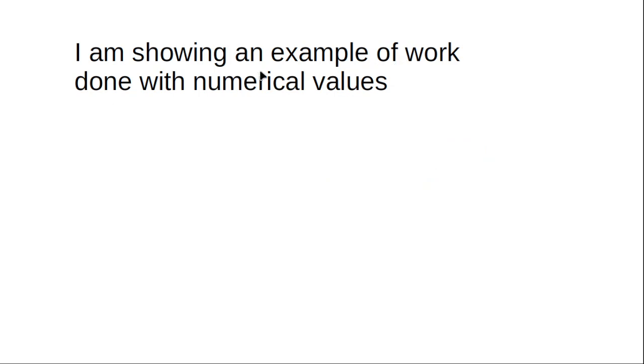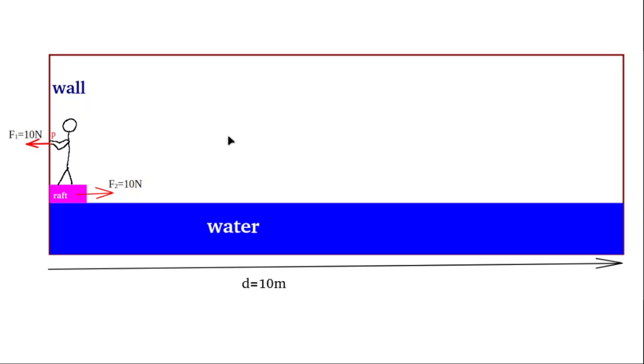I am showing an example of work done with numerical values. See, you consider a case: a big room is there, the room is tightly closed, and there is water in the room from one end to the other end, and there is a raft, a small boat-like structure. On the raft a man is standing, and that man applies a force of 10 newtons towards left. A force of F1 is applied on the wall towards left. By Newton's third law, the wall also applies a force of 10 newtons in right direction, that is F2, in right direction.